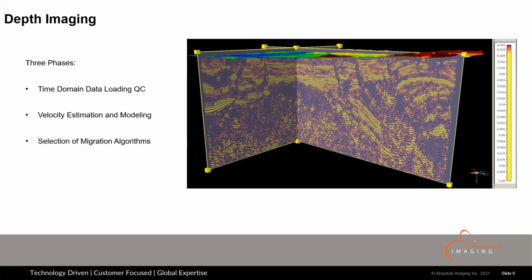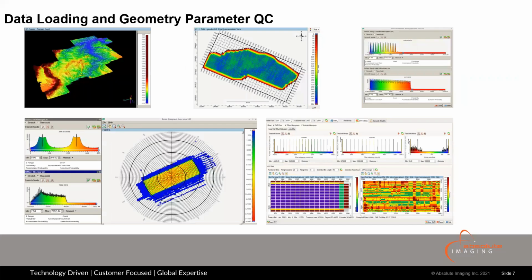The next phase should be velocity estimation and modeling. So through multiple passes, you are creating a velocity model. And once you have a velocity model that we are happy with, then we can choose the proper migration, the final migration. There are multiple options depending on what geological setup we are in and what challenges we have. Okay, so let's start with the data loading.